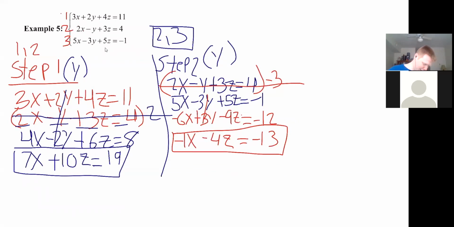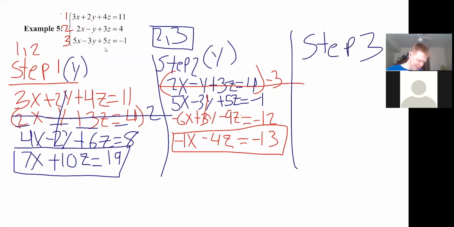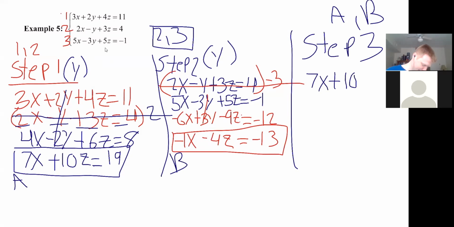So for step 3, and I don't know what you want to call these, but if you call these equations A and B, or vice versa, maybe I'll call this first one A, the second one B, we're going to put these two equations together. So I'm just going to copy what I had. I had 7x plus 10z equals 19. And I had -1x minus 4z equals -13.